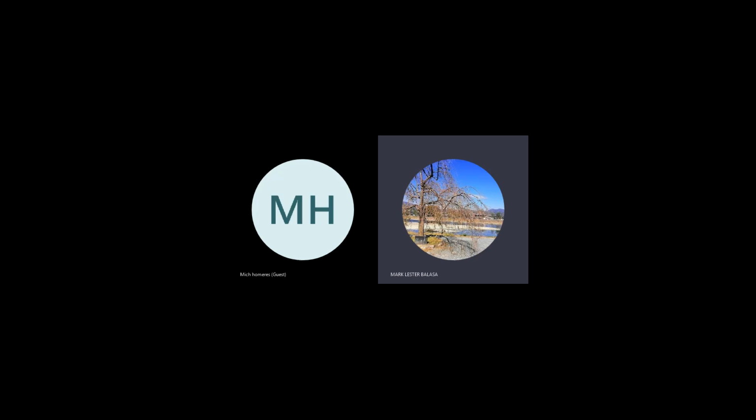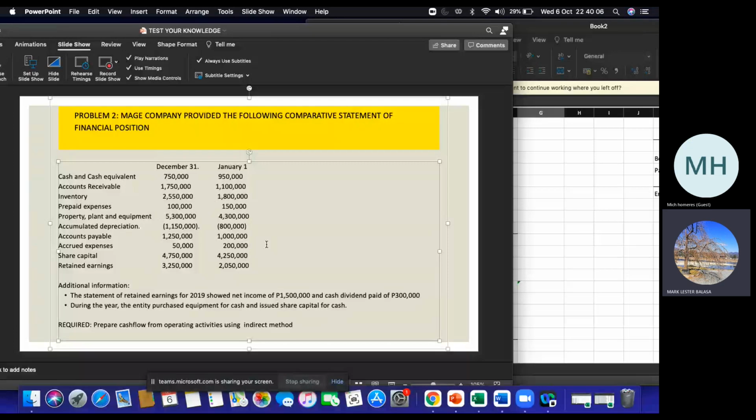We are required to prepare cash flows from operating activities using the indirect method. So, problem number two: Mage Company provided the following comparative statement of financial position. We have the beginning balance and the ending balance. We have the additional information: the statement of retained earnings for 2019 showed a net income of 1 million and cash dividends paid of 300,000. And during the year, the entity purchased equipment for cash and issued share capital for cash.